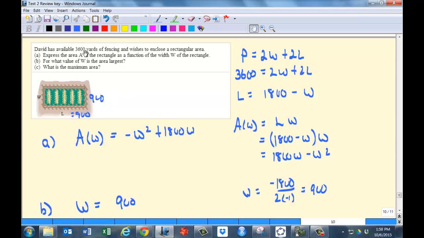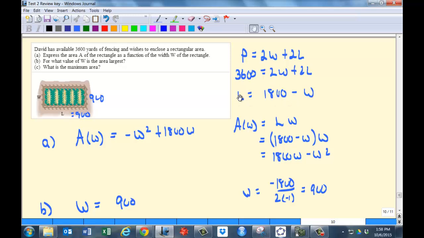And so here we have 3,600 yards of fencing to enclose a rectangular area. Now the only difference here is we don't have a river. So here we're going to have 2 W's and 2 L's. So the perimeter, which is 3,600, is equal to twice the width plus twice the length. And then we want to write the function, express the area in terms of W. So that's the reason I solved this equation here for L to express this equation in terms of W.